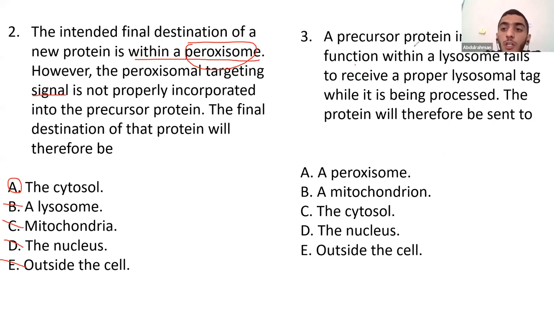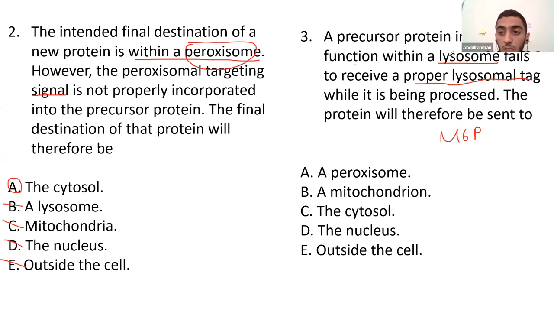All right. So the protein is intended to function in a lysosome, and it fails to receive the proper lysosomal tag. Do you guys remember what was the lysosomal tag that we said is required to bind on the special receptor? It was the mannose 6-phosphate. So the special tag was the mannose 6-phosphate. So basically saying there's a deficiency in the mannose 6-phosphate.